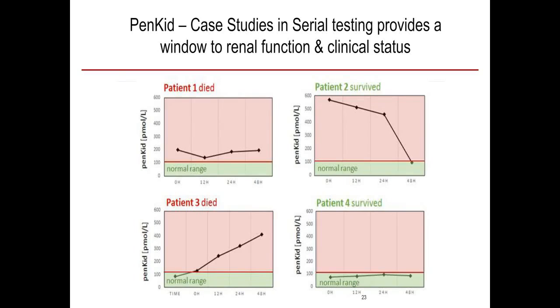Now, let me show you just a couple case studies to demonstrate how serial testing is important to window for renal function. I, as a biomarker guy, love serial testing. I don't want to work with a biomarker that doesn't change in response to treatment or condition. And here it does. Patient 1 had high levels of PENK kit the whole time, above normal, and died. Patient 2 had very high levels at admission, but with rigorous treatment, etc., the PENK kit levels dropped in a normal range. That patient survived.